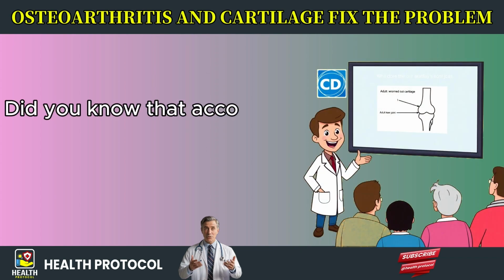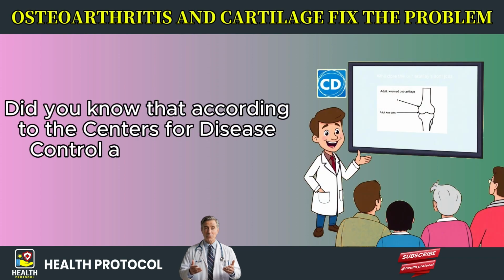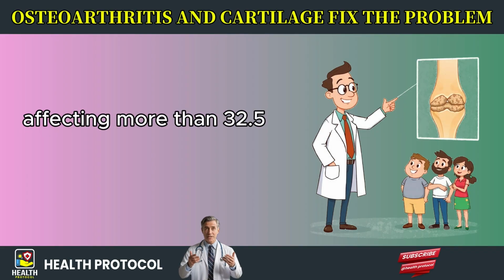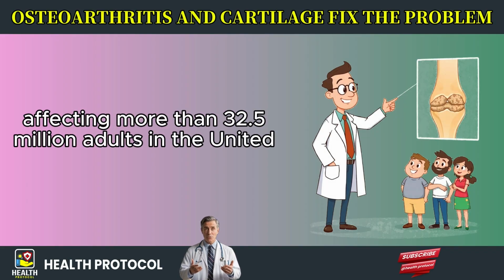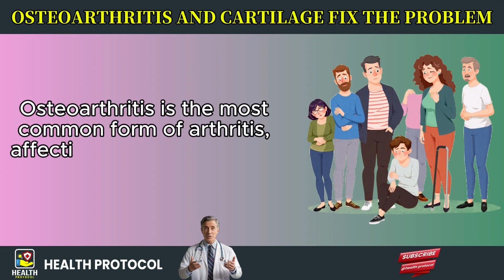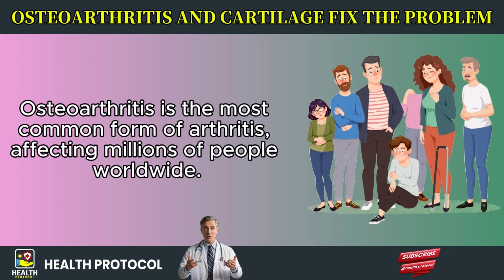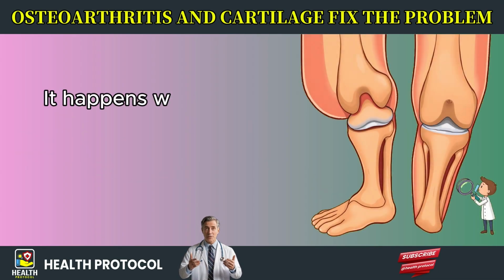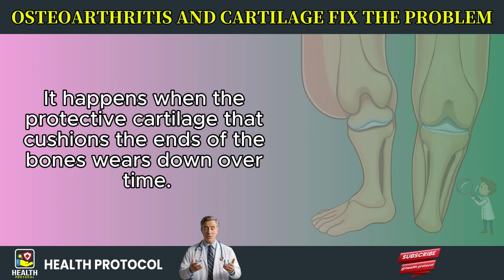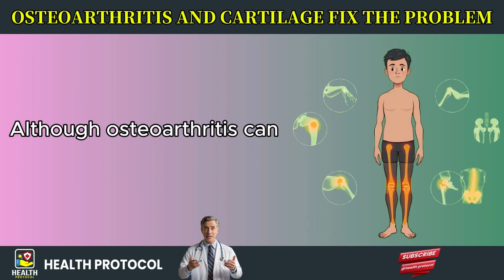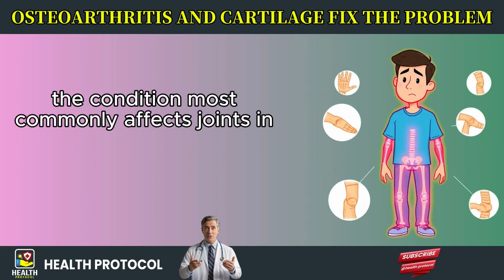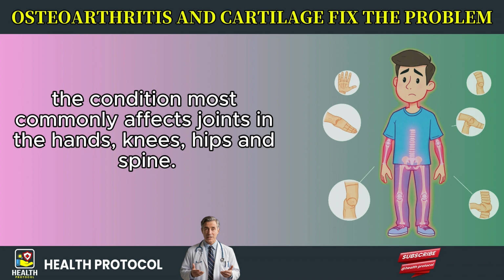Did you know that according to the Centers for Disease Control and Prevention, osteoarthritis affects more than 32.5 million adults in the United States? Osteoarthritis is the most common form of arthritis, affecting millions of people worldwide. It happens when the protective cartilage that cushions the ends of the bones wears down over time. Although osteoarthritis can damage any joint, the condition most commonly affects joints in the hands, knees, hips, and spine.